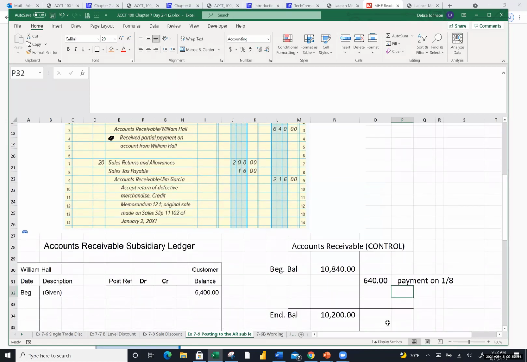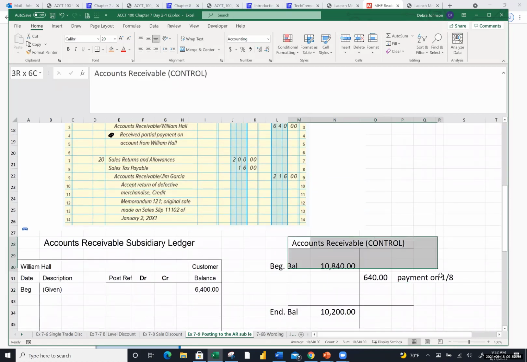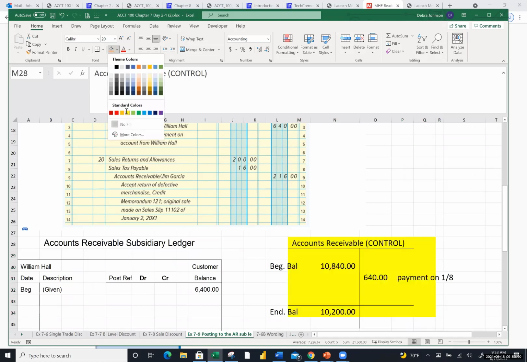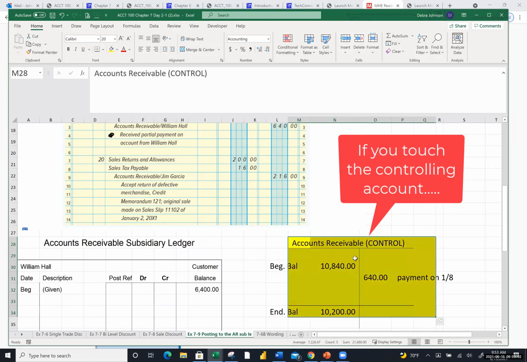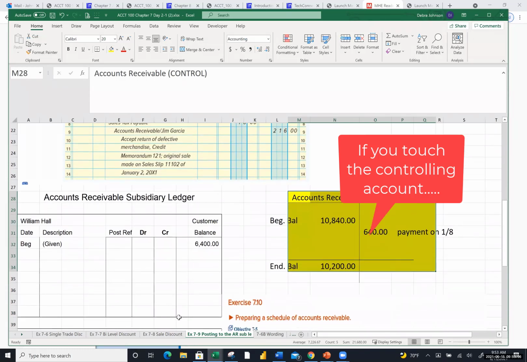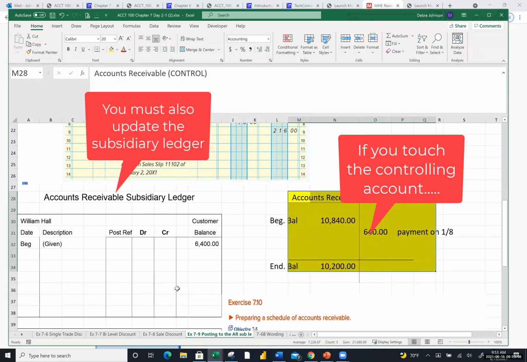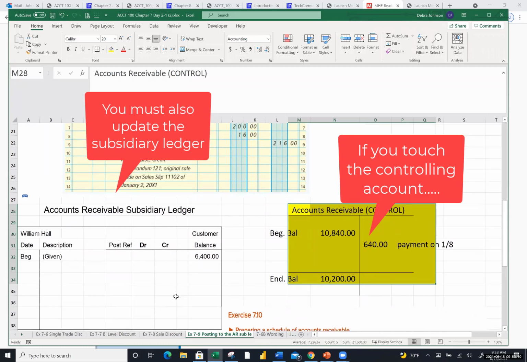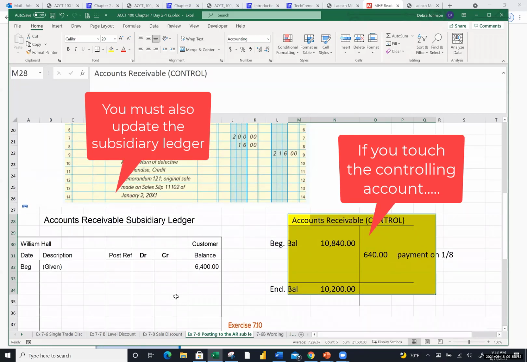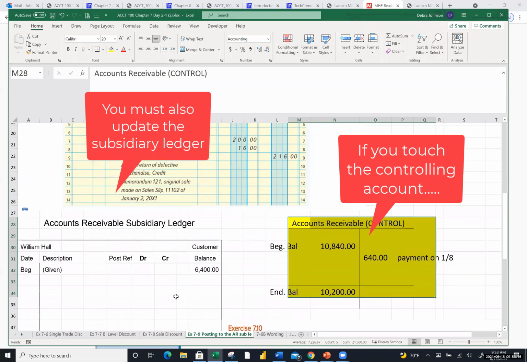Okay, now I'm going to make this yellow. And the reason I'm going to make this yellow is to warn you that anytime you touch a controlling account, you must go update the parts too. You must go update the subsidiary account. So I'm only partially done with this. I'm only partially done with posting to accounts receivable.